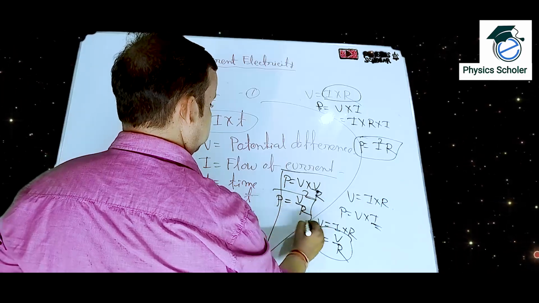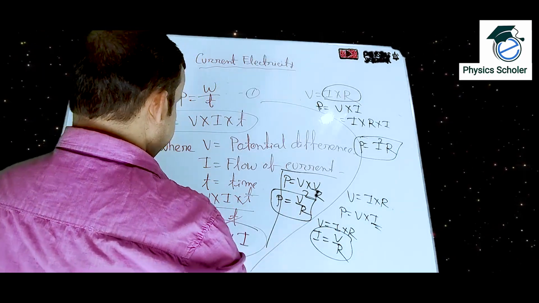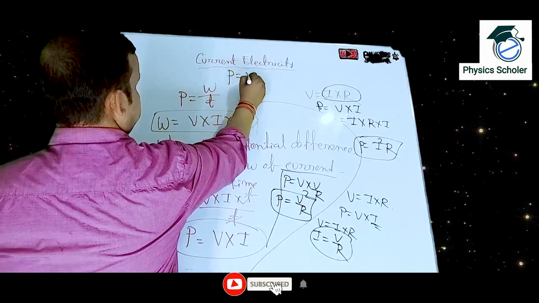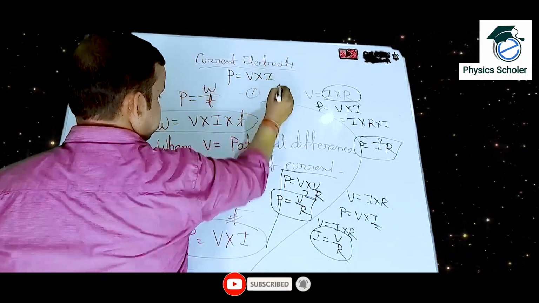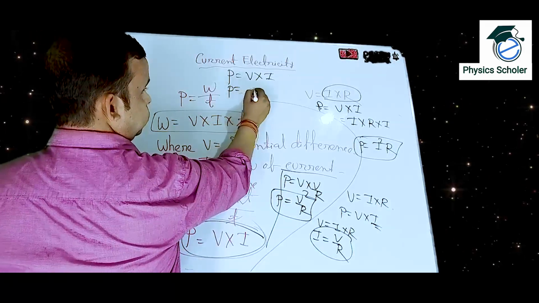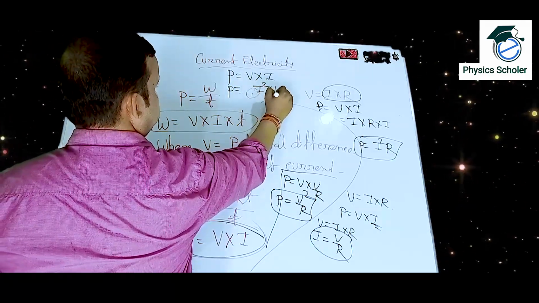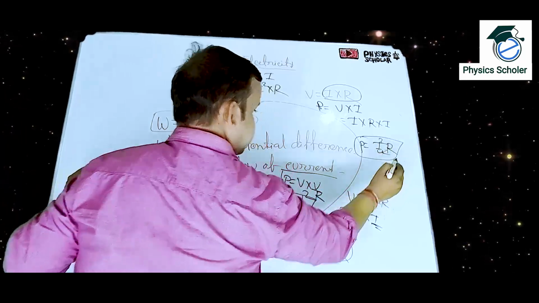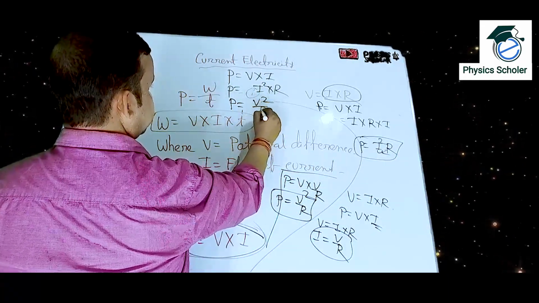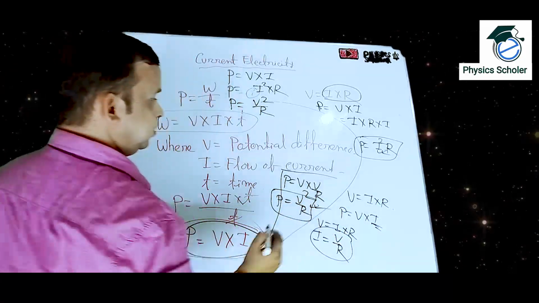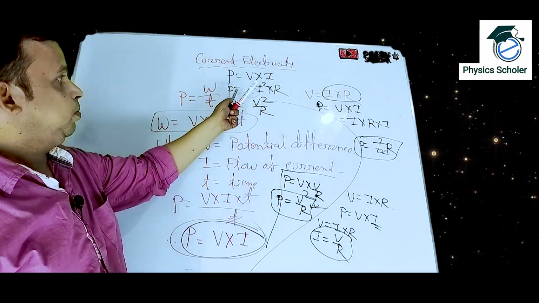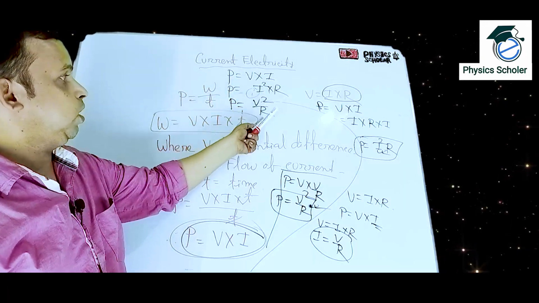So how many equations do we get in terms of power? Power P is equal to V into I. This we have done. Again, power P is equal to I square into R. This we have done. Again, power P is equal to V square by R. We have done here. So three equations of power: P is equal to V into I, P is equal to I square into R, P is equal to V square by R.